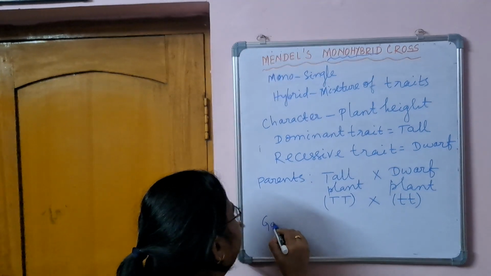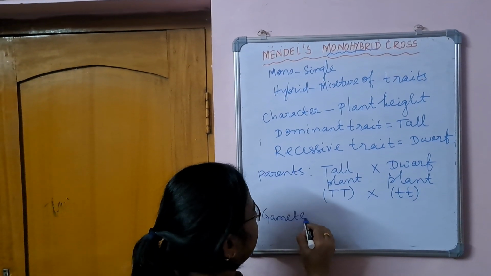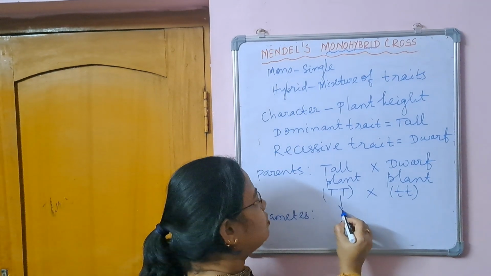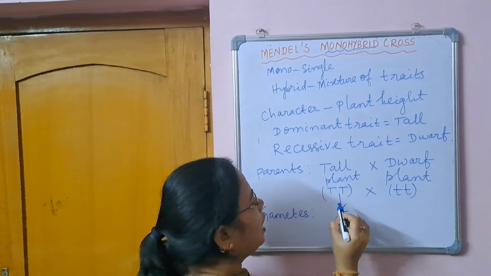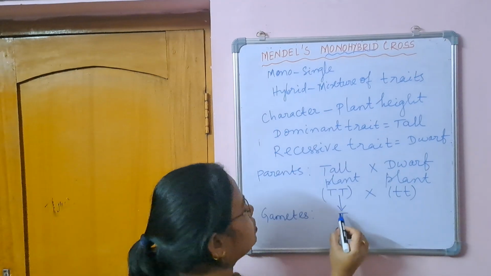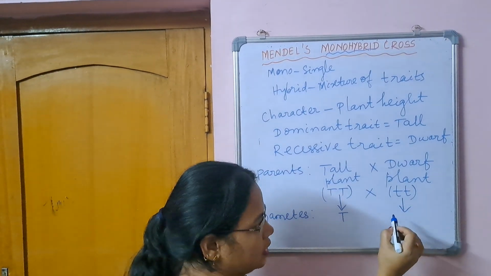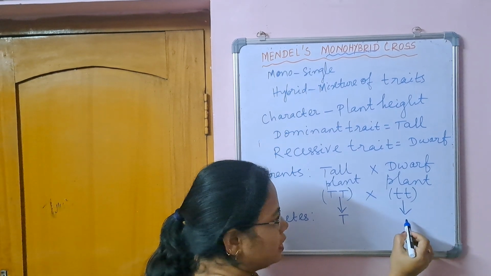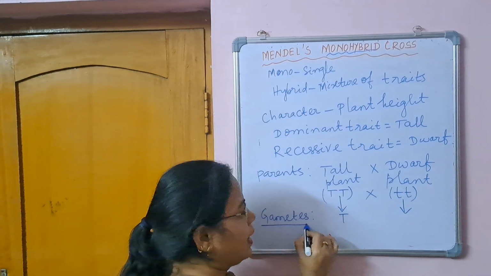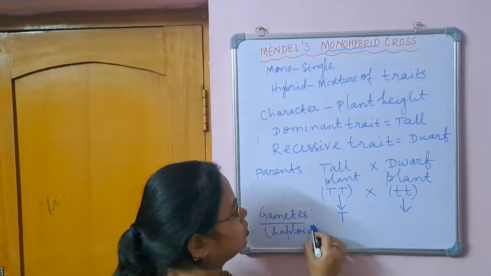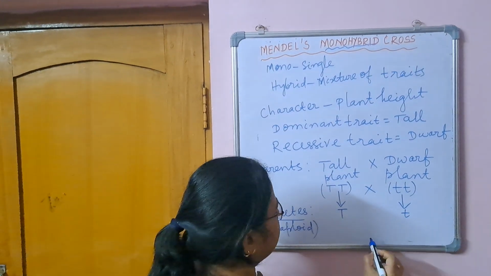Now let us take the gametes. You know gametes are haploid in nature. So here half of this pair will come, so it will be capital T, and from the other, again half of the contents will pass to the gamete, because gametes are haploid in nature. So here this will be small t.